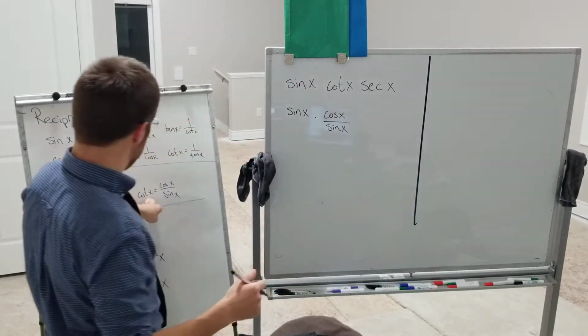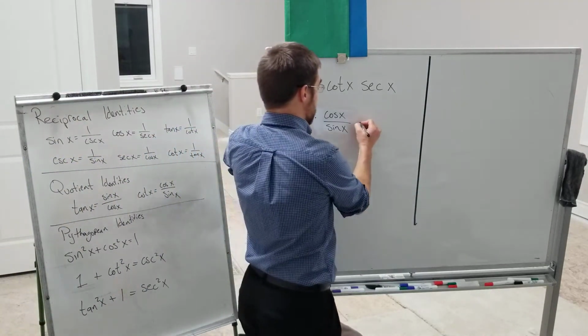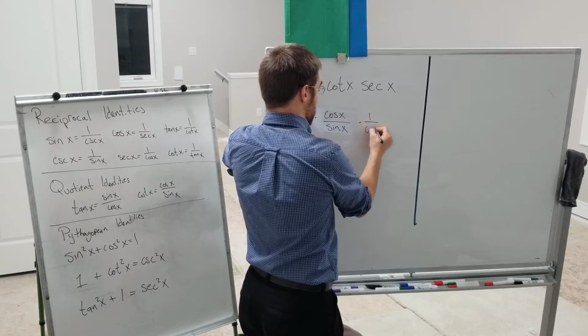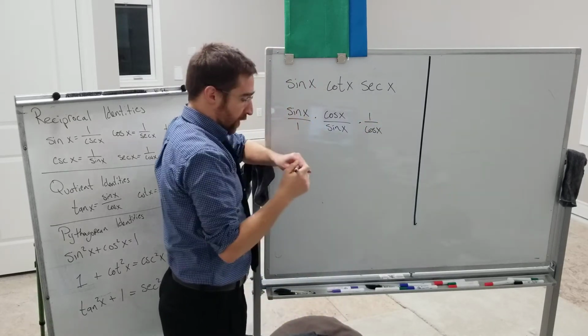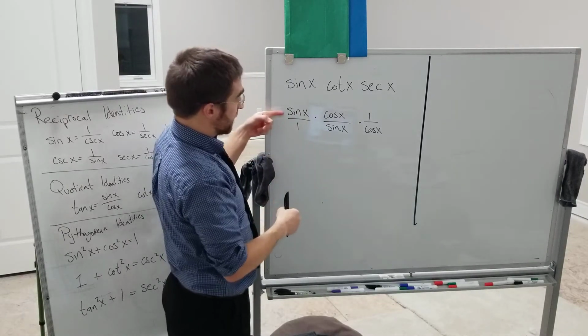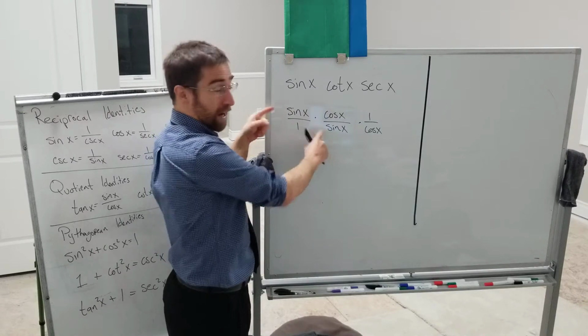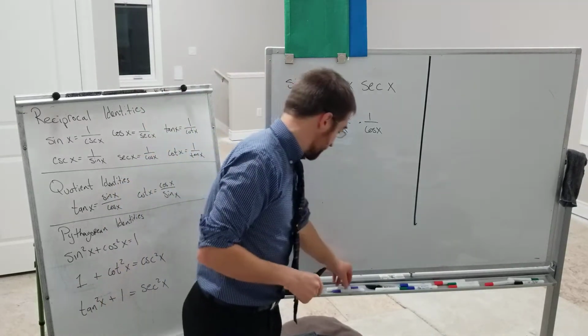Right, we got that here. And then secant is 1 over cosine. So multiply by 1 over cosine x. And I can make this sine x over 1 so that it looks nicer. And now I can look at it and go, okay, well, I have a sine x in the multiply and a sine x in the divide by spot of our fraction, our rational expression. So those are going to cancel out.